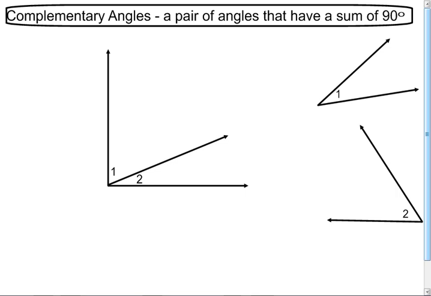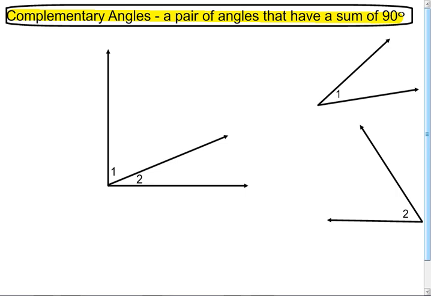Okay? Oh, a couple more words. We already did this, didn't we? Complementary angles. You have to know this. Remember what the word means? It's up here. Complementary angles: the sum of the measures add up to 90.